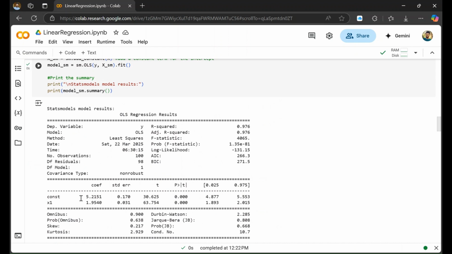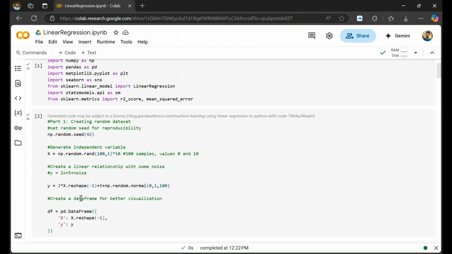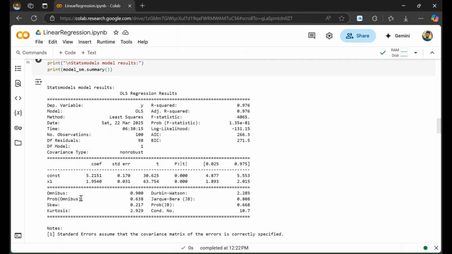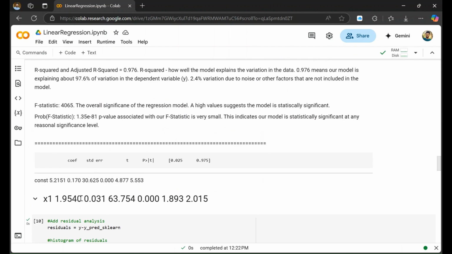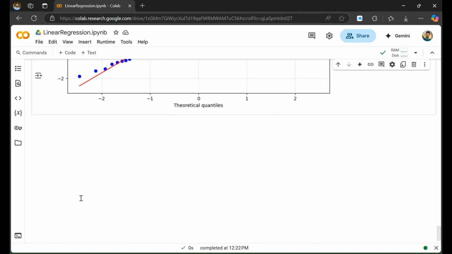I created a data set here. Maybe you can use your own data set and check everything. And I placed a link to this code also in the description. You can check that out.